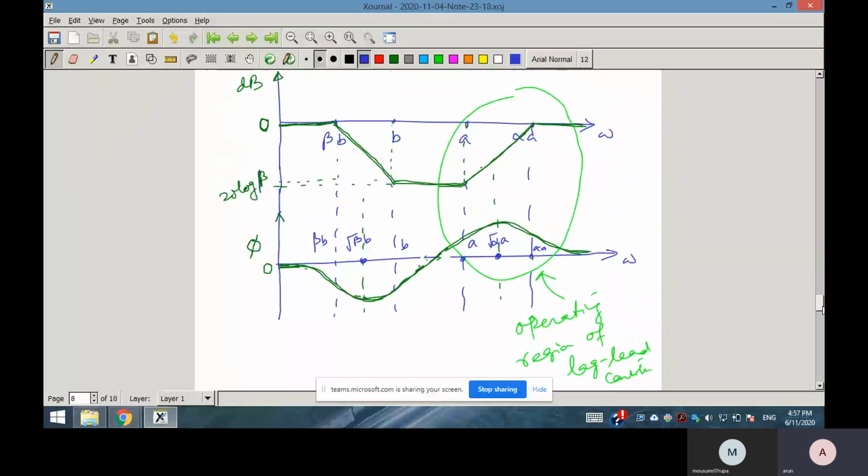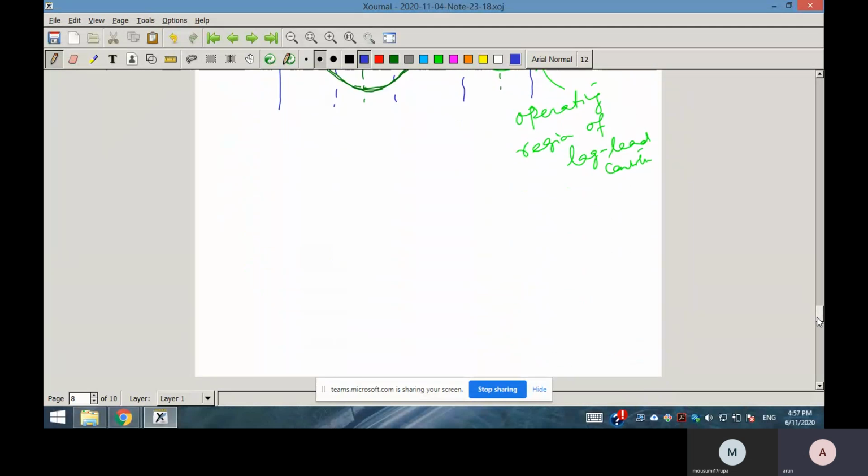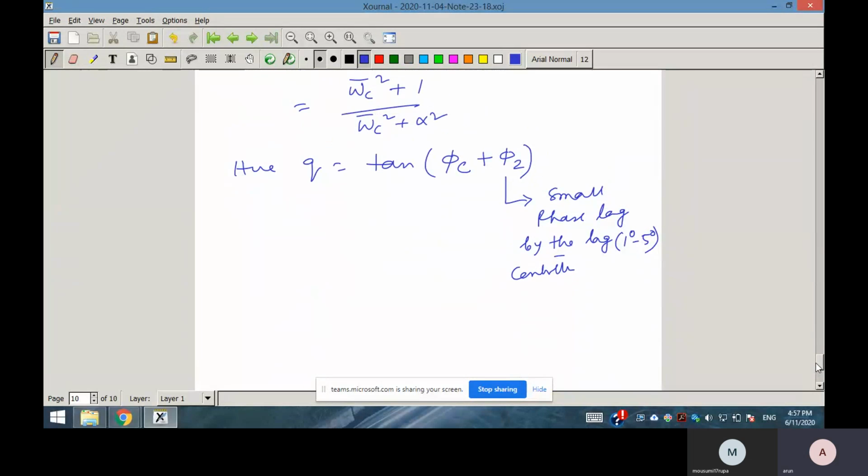This range is actually away from this small part, away from B. So the phase lag will be very small, but still you cannot neglect it totally. So we have to consider in between 1 to 2 degree, and then make the calculations.